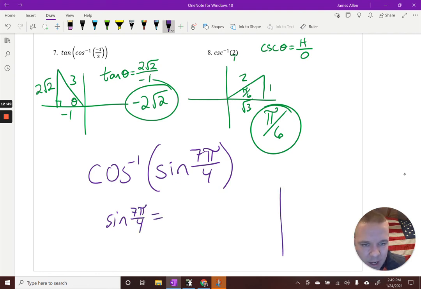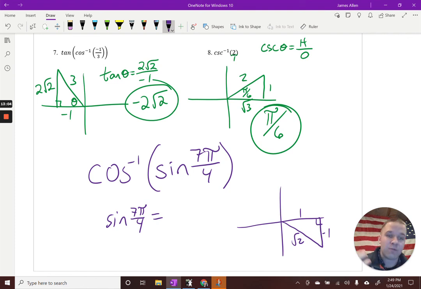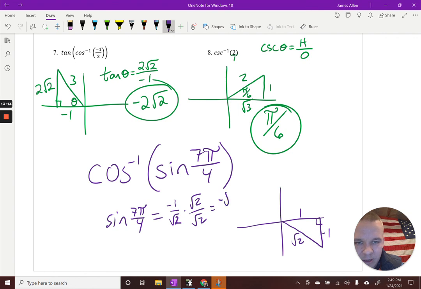So sine of 7 pi over 4, what's that going to equal? If I draw that up, 7 pi over 4 swings all the way around here, and it's a 45 degree reference. So I'm going to get this as negative 1, 1, and root 2. Or you can look at it on your unit circle and you'll see that it is negative root 2 over 2. But if you're a special right triangle person like me, I'm going to rationalize it, and I know that this is negative root 2 over 2. So either way, we get that for the inside part.